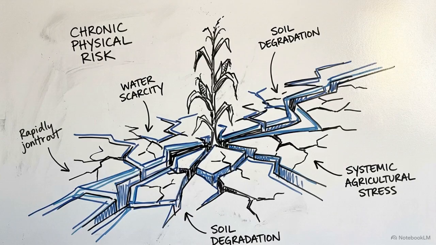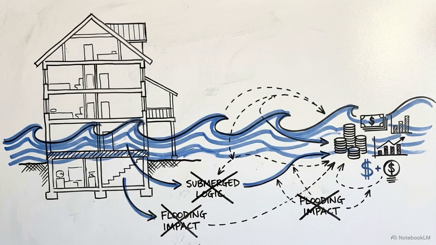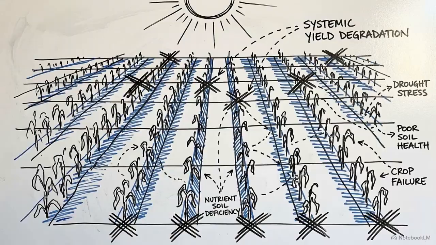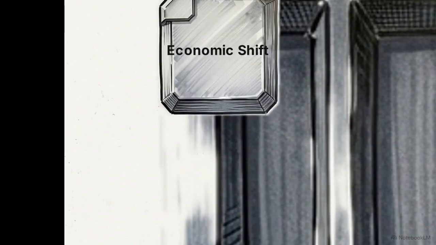Conversely, chronic physical risks are modeled as slow-moving, irreversible baseline trends. These include progressive sea level rise encroaching on coastal real estate or sustained agricultural heat stress degrading crop yields year over year. Transition risk is driven by the global economic shift toward a low-carbon economy.